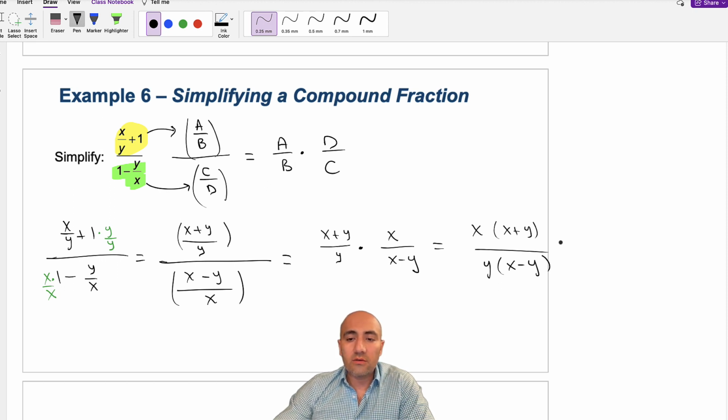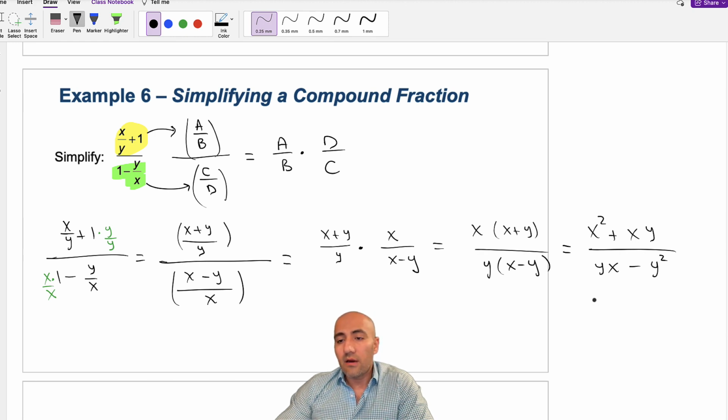You can leave it like this or distribute. Again, it's kind of up to your author to see which style they like. I would be happy with either way. This would be xy minus y squared, right? So just follow the instructions if there's a particular way in which people want it. Otherwise, either one would be fine. So here's our answer.